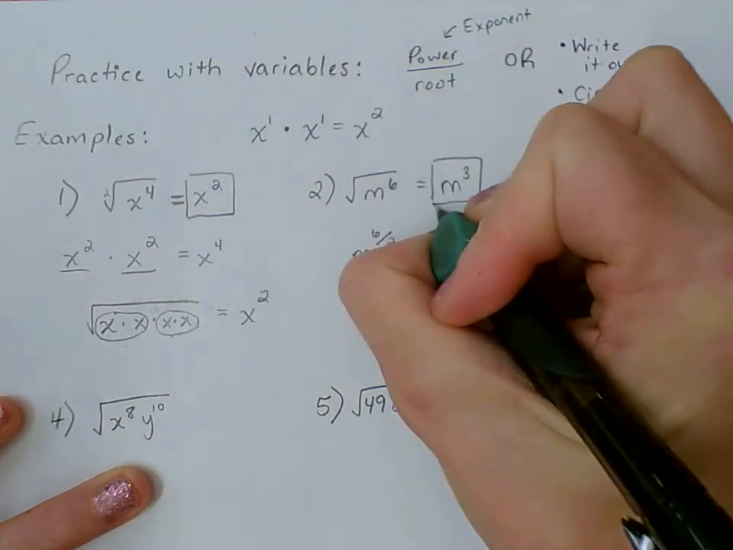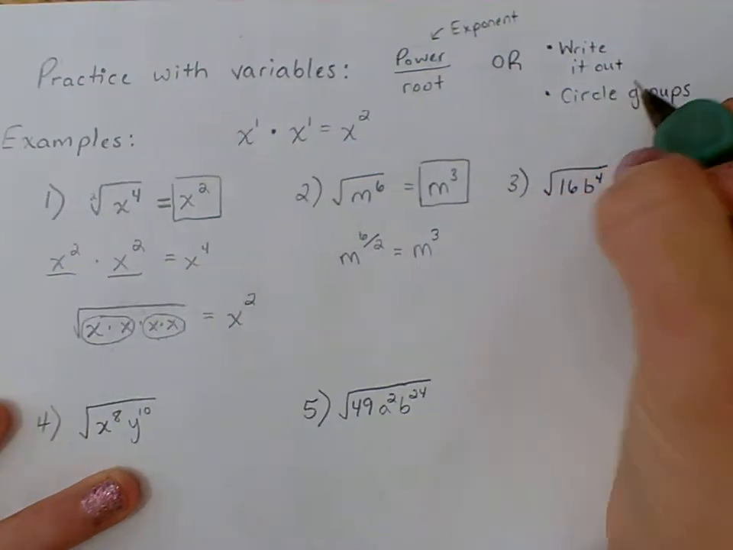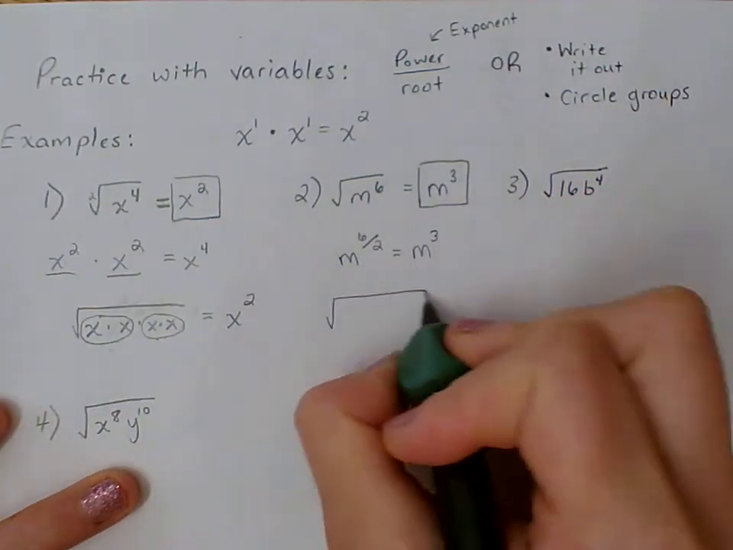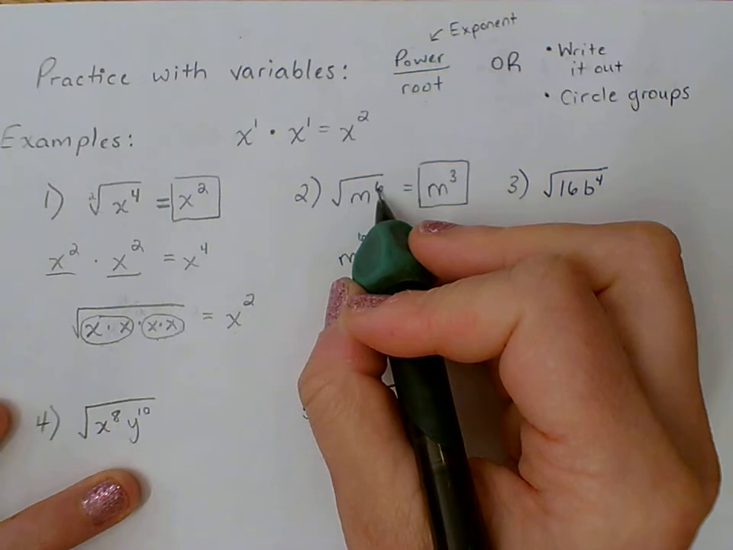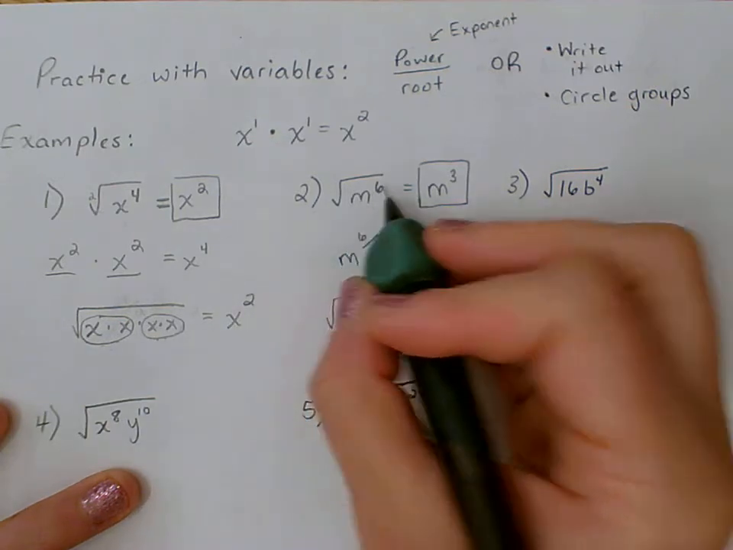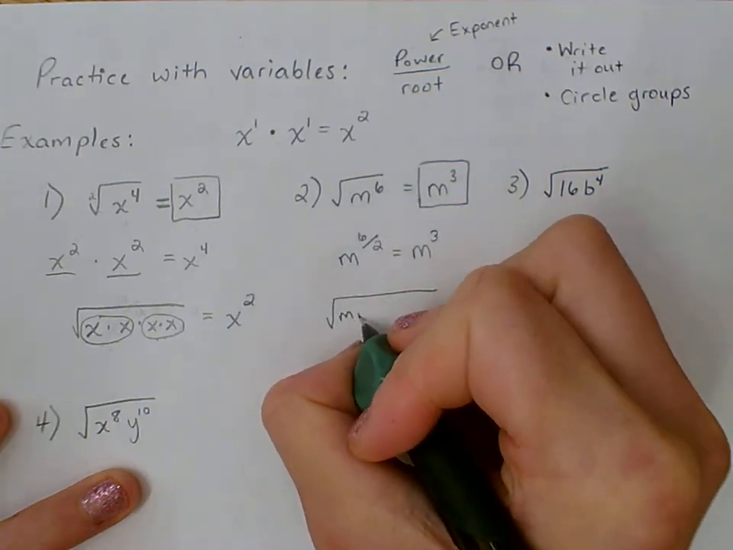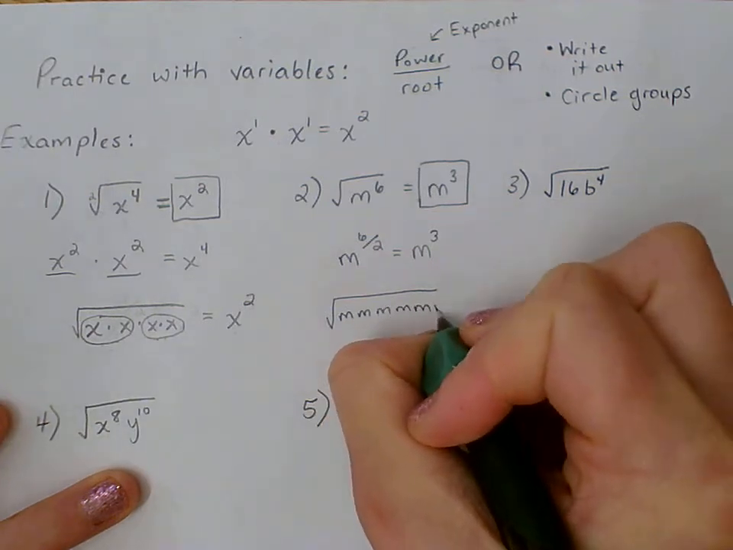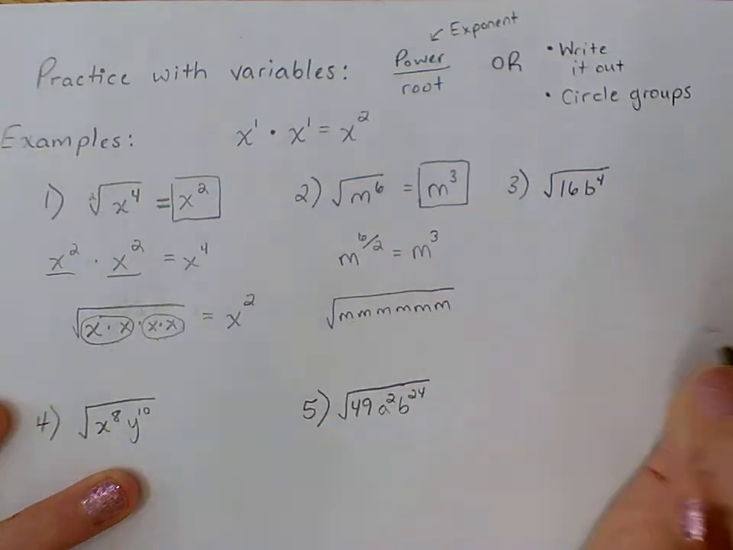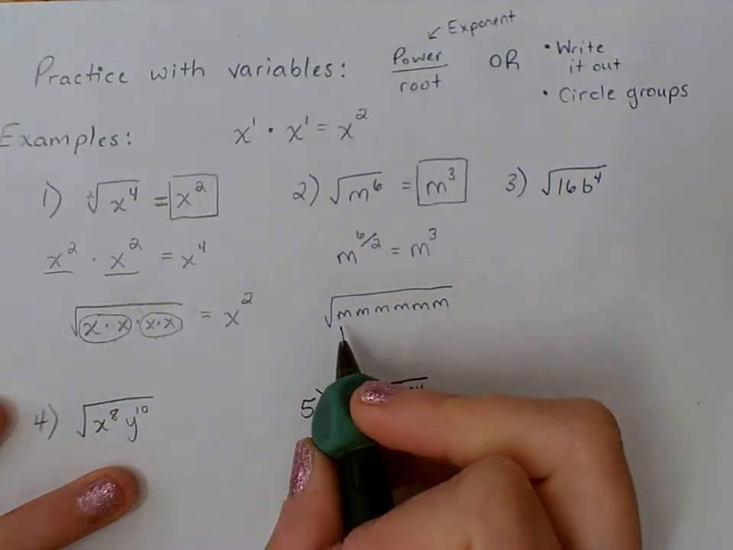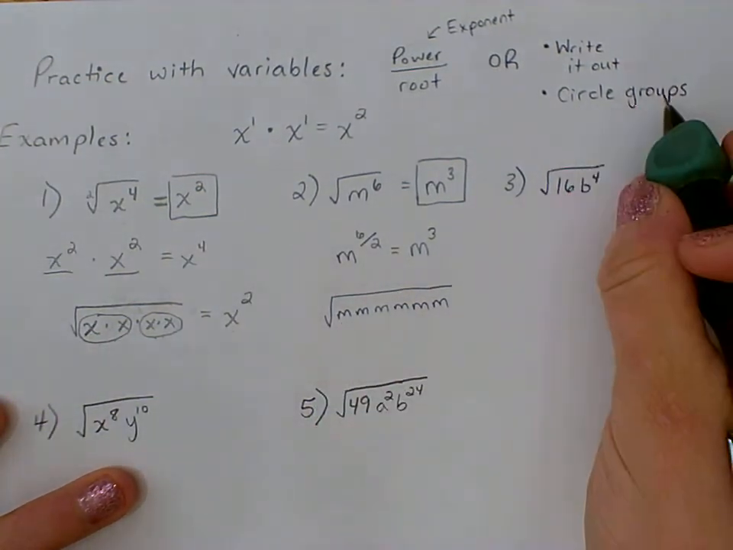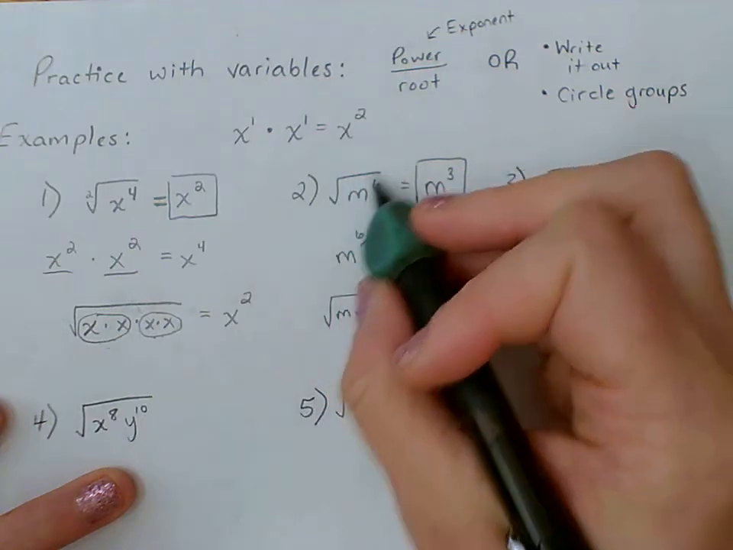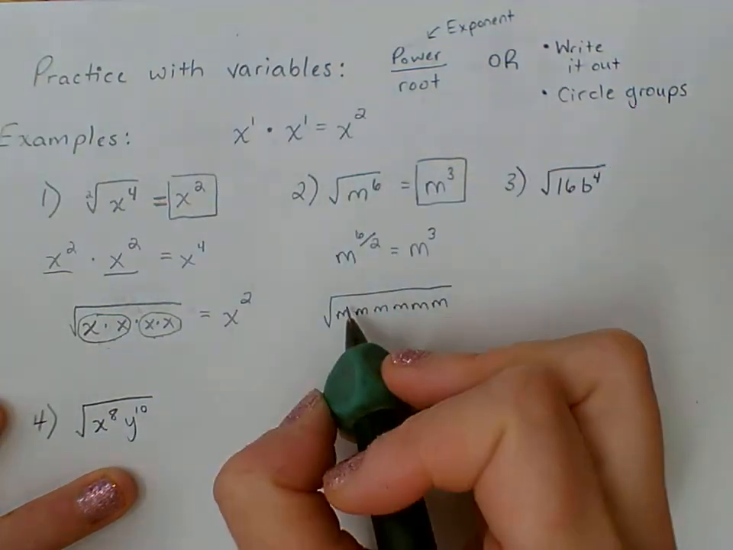If you didn't like that way, you could write it out. So if we wrote it out, I would have m to the 6th, so that would be m times itself 6 times. So you'd write out 6 m's. So m, 1, 2, 3, 4, 5, 6, which notice this way could get a little tiring after a while. And then you circle groups depending on what your radical is. So it's a square root, so that means I'm circling groups of 2.